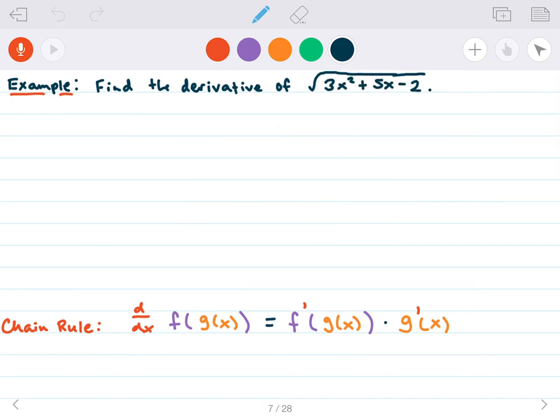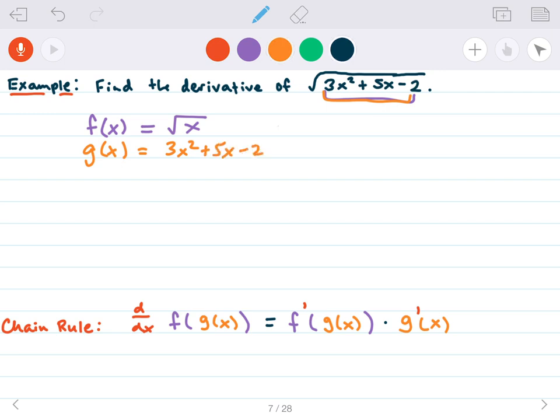All right. Find the derivative of square root of 3x squared plus 5x minus 2. See if you can identify the outer and inner functions. So this is composite. We have a function in a function. The outside thing, we're plugging something into the square root function. So that's my outer function. My inner function is what I actually plugged in, which is 3x squared plus 5x minus 2. And then I just apply the chain rule.